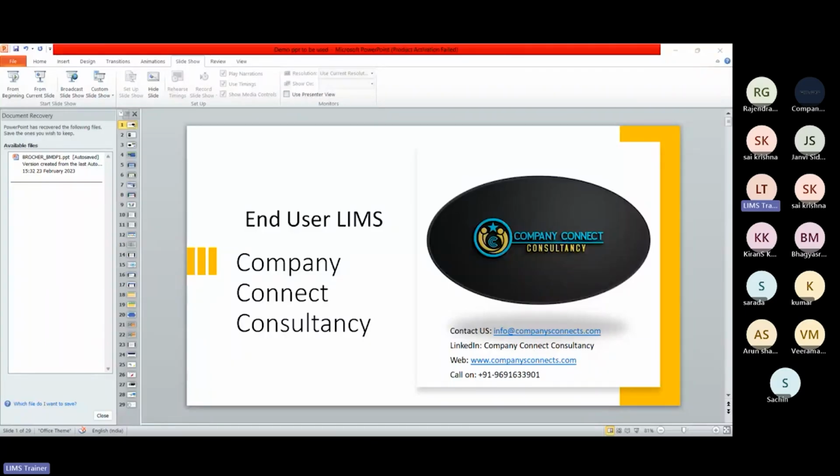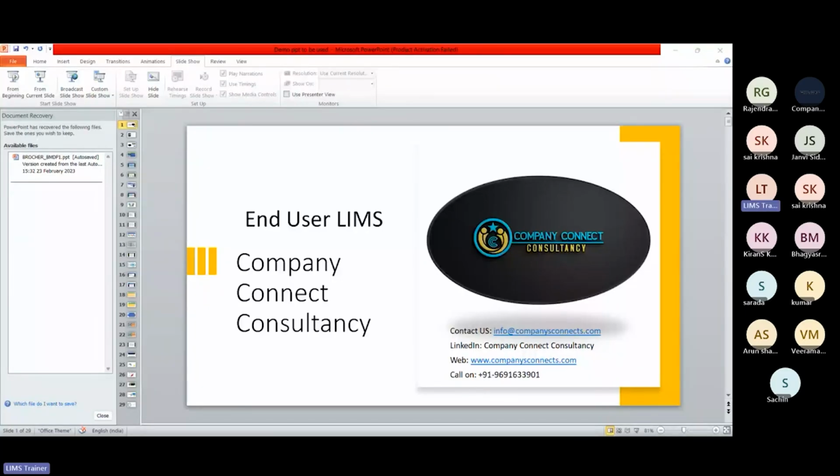Then LIMS provides sophisticated query searching. As I have explained, if you want the data of 10 previous batches, within a minute you can get it. You can run a query in the LIMS software and get that particular data. Or if you want to compare some results, you can compare them in the LIMS software. Then instrument integration is also provided by the LIMS software.